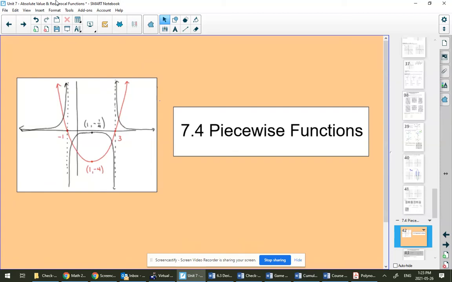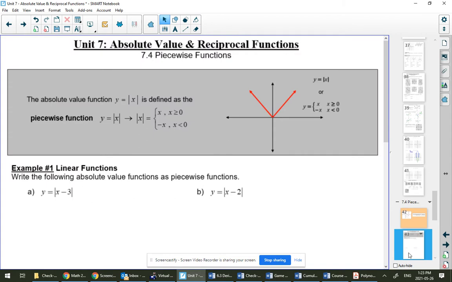All right, so we're going to talk about piecewise functions here. And the top part here is basically the explanation, and then everything else is going to be examples.